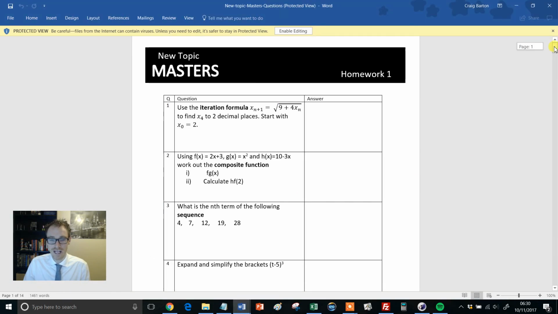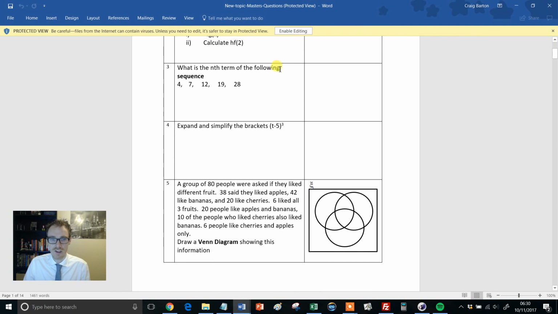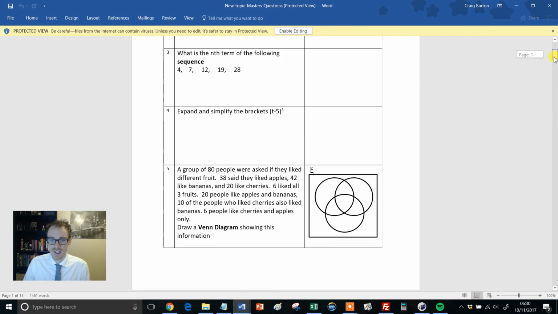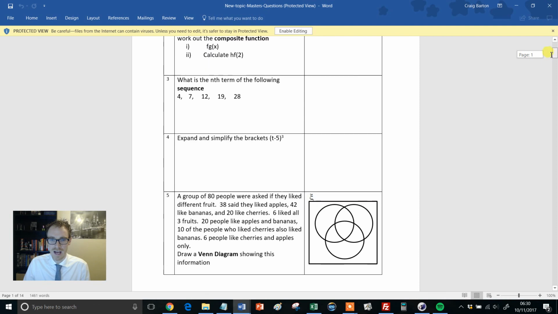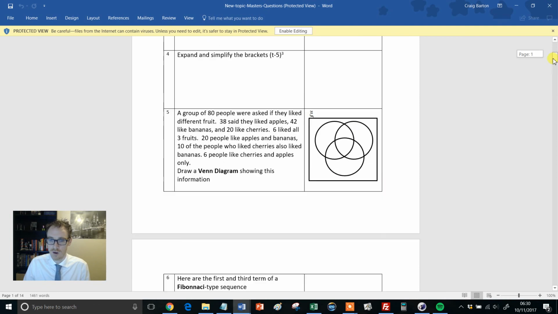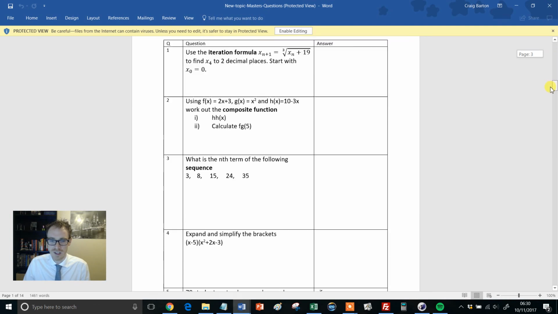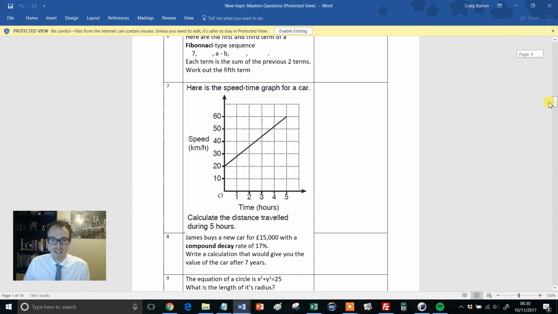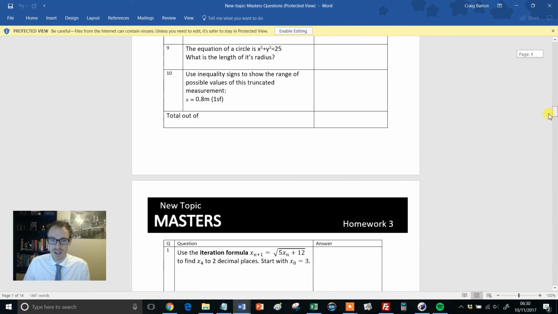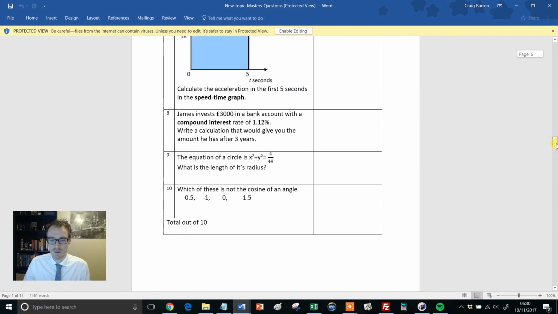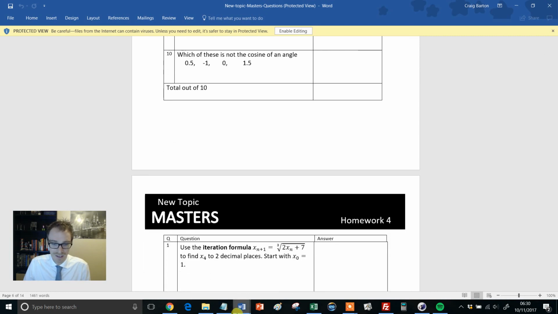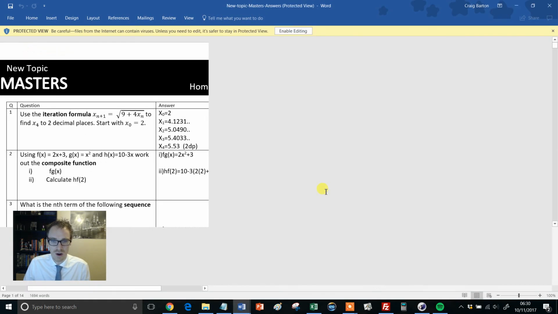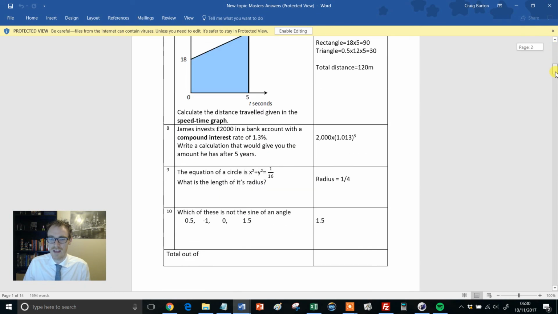Look, beautifully laid out. Iteration formula, nth term of quadratic sequences, expanding and simplifying when you've got cubes involved there, tricky Venn diagrams. And again, more, they just get repeated. Speed time graph. Again, nicely laid out so it'll fit on 2 sides of A4. And again, you'll be pleased to know, all accompanied with the answers.